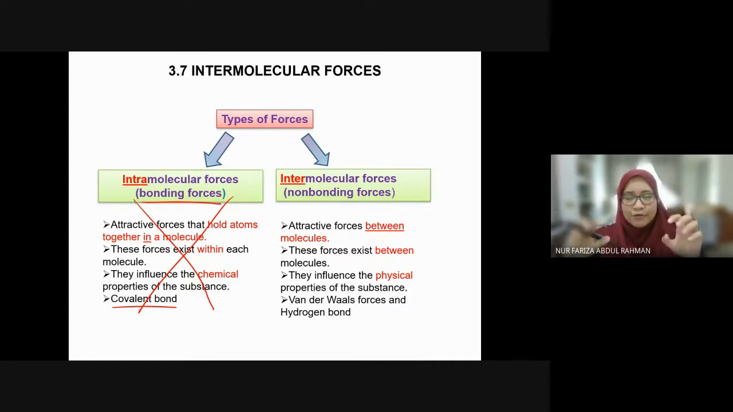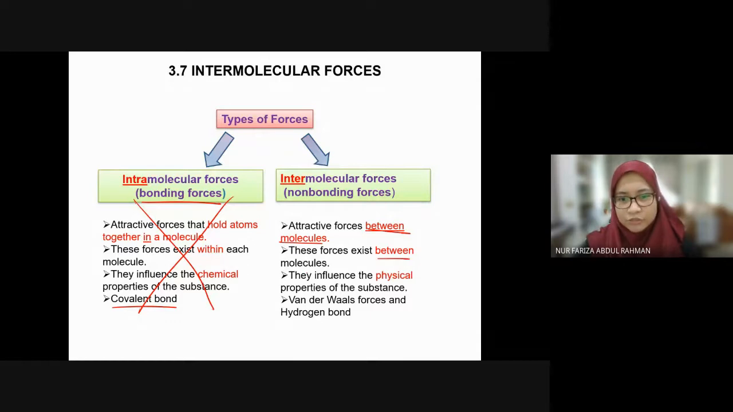Intermolecular is between an H2O molecule and another H2O molecule and another H2O molecule. So the attraction between these molecules is what we call intermolecular forces. It is non-bonding. Is there a bond formed? No bond. It is the forces, the attraction that we feel, between the molecules.